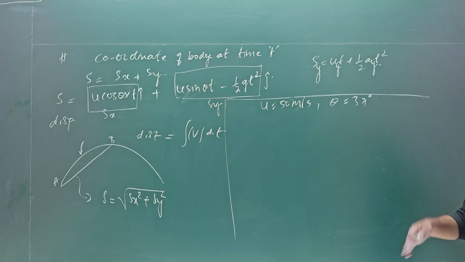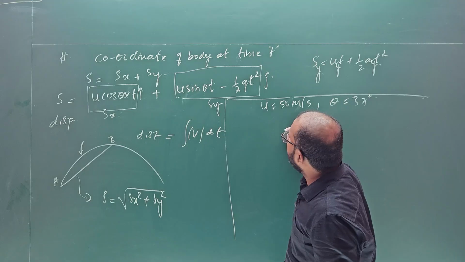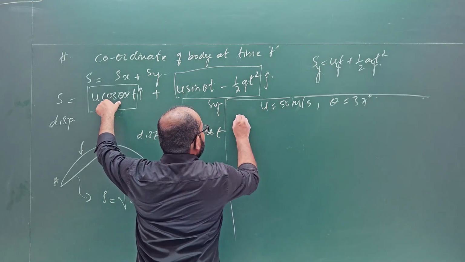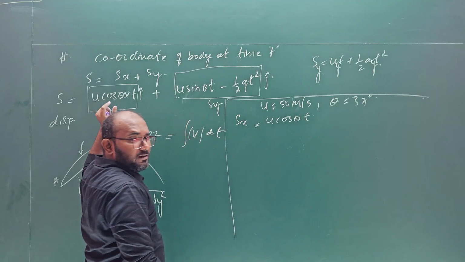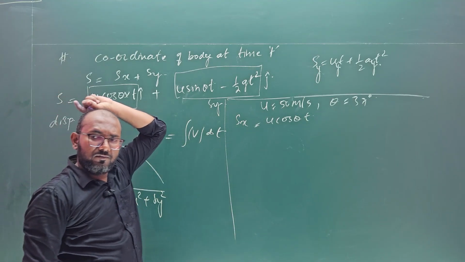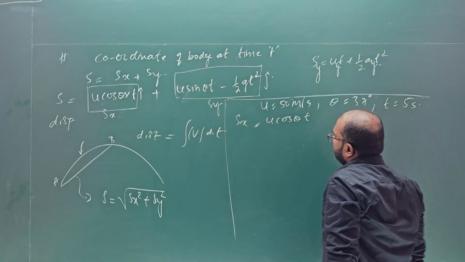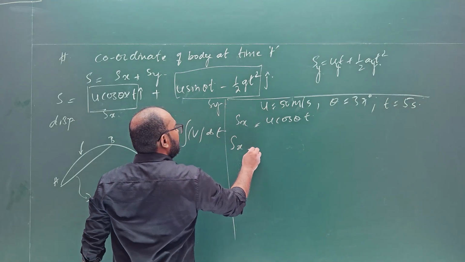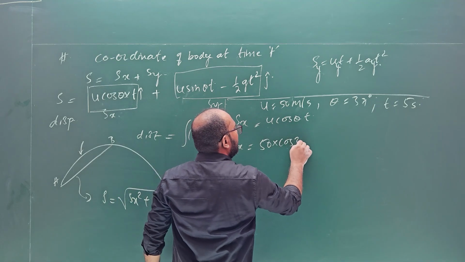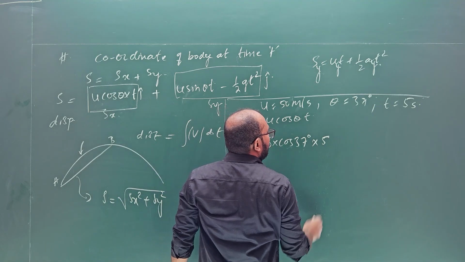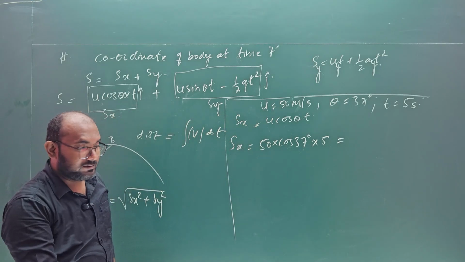Take t as 1, 2, 3, 5, 10, whatever you want to take, you can take. So if I want to substitute the coordinate, then if I am using it for sx, I will be using u cos theta into t. Can I calculate the time for 4, 5? 5, take 5. So t is equal to 5 seconds. Okay, now sx is equal to, u is 50. We already know theta, cos of 37 degrees into 5 seconds. That will provide you the coordinate for sx. Where is the point along the x-axis?